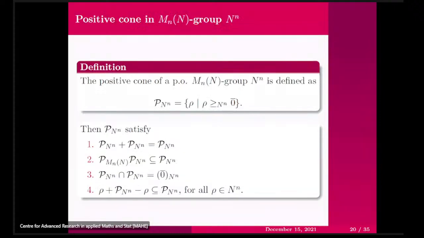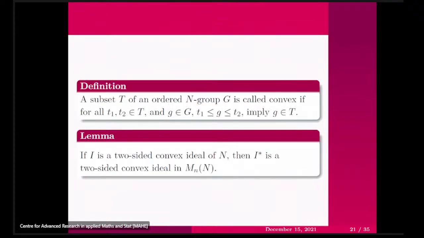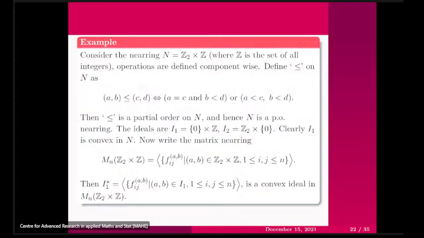The positive cone of the M_n(N)-group M^n is defined as all such ρ such that ρ is greater than or equal to 0, and we define it as P_M^n, which will satisfy all four conditions. A subset T of an ordered N-group G is called convex if for all t1, t2 belonging to T and g belonging to G, t1 ≤ g ≤ t2 implies g belongs to T. If I is a two-sided convex ideal of N, then I-star is a two-sided convex ideal of M_n(N).